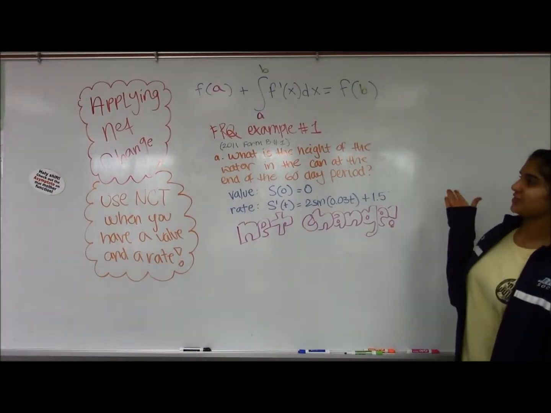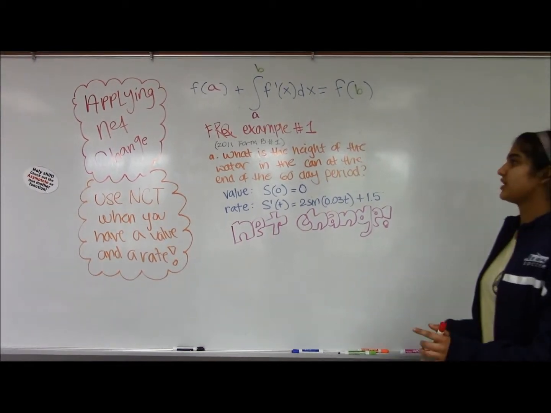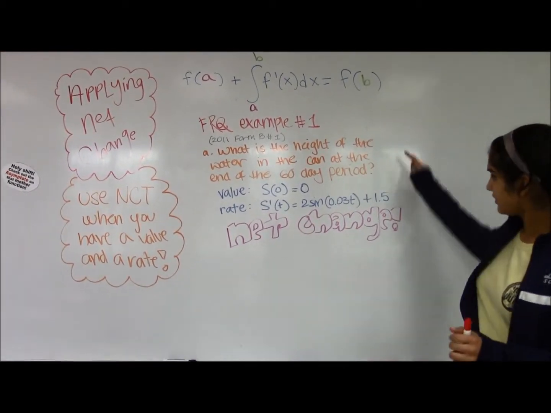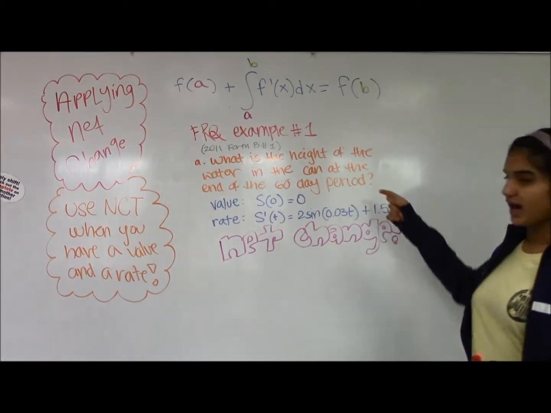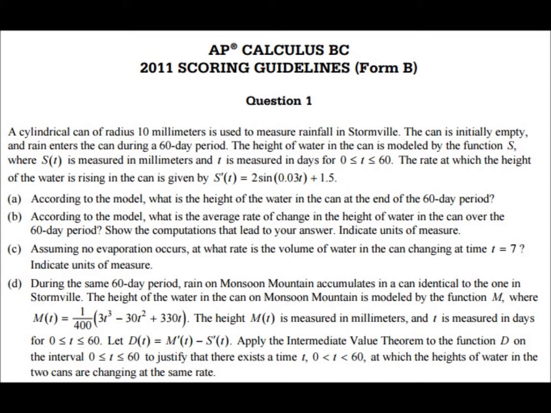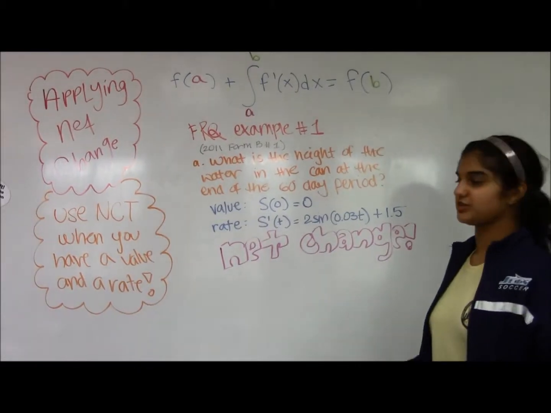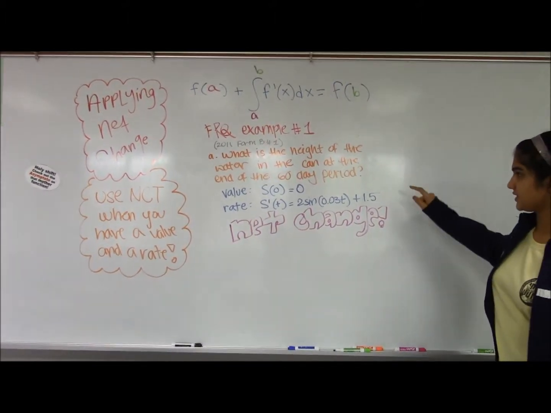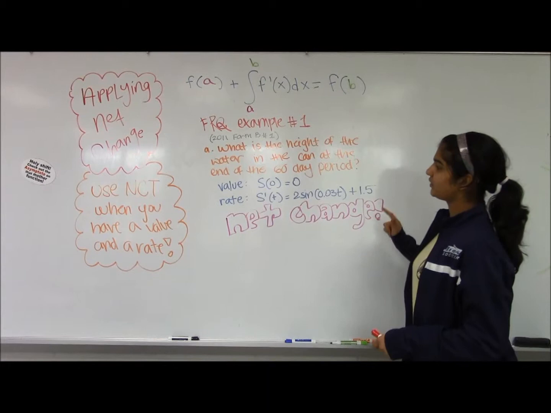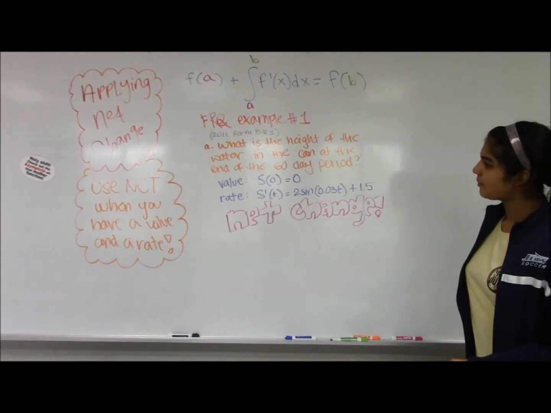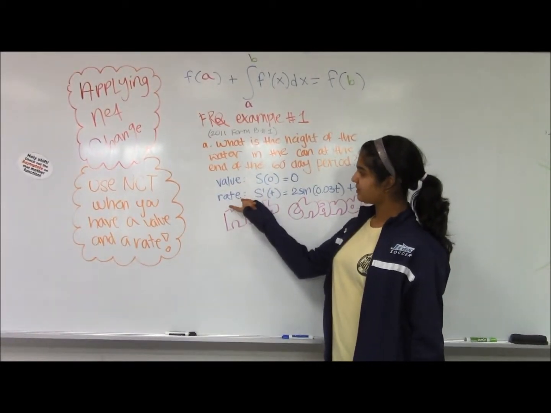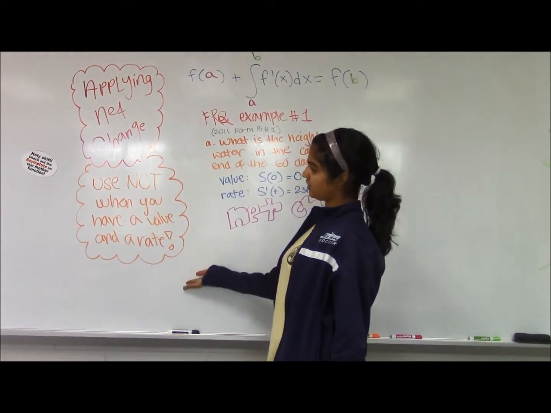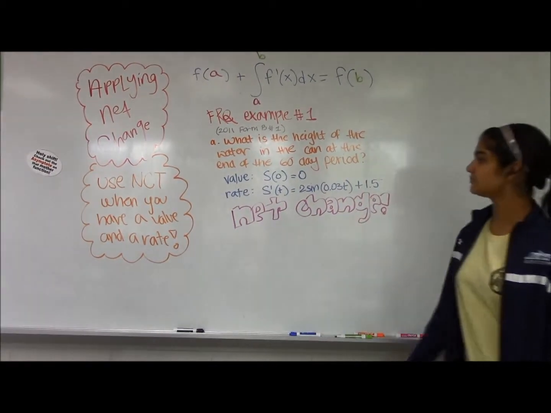Okay, so this is our first FRQ problem, and it is from the 2011 Form B, number 1, part A, and I will post the picture of it too. It asks, what is the height of the water in the can at the end of the 60-day period? To know that this is a net change problem, you are given a value and a rate, because remember, you use the net change theorem when you have both a value and a rate.